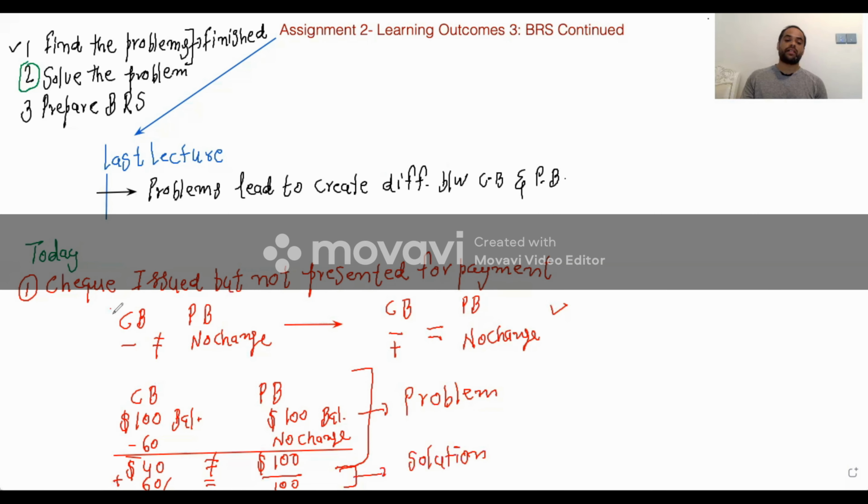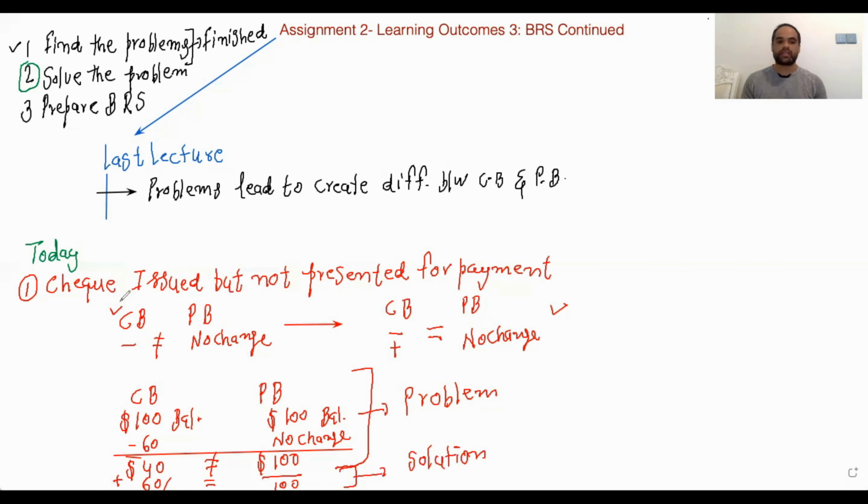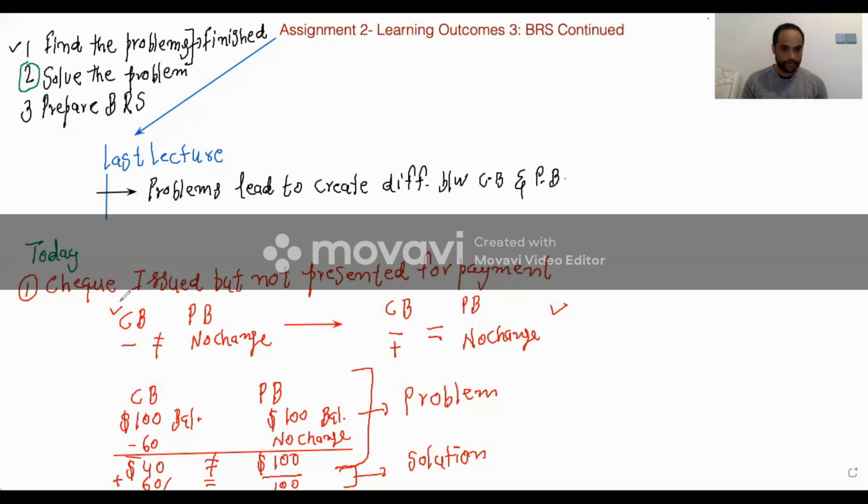you are preparing a cash book, prepared by you. So you can make changes in this cash book. Obviously, you cannot make changes in your passbook because that's controlled or prepared by the bank. So that is your check issued but not presented for payment solution.